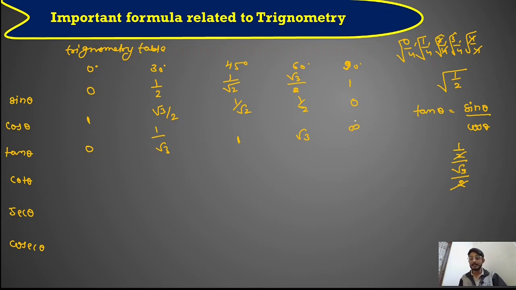And cot theta is the reciprocal of tan theta. As I have already explained in the formula, cot theta equals 1 upon tan theta. So you have to take the reciprocal of each value. Whenever you find the reciprocal of 0, you can write it as infinity.